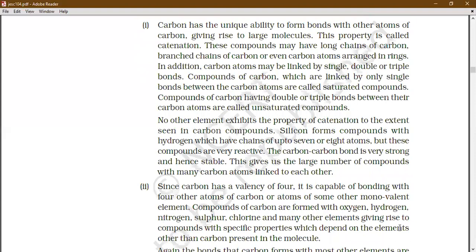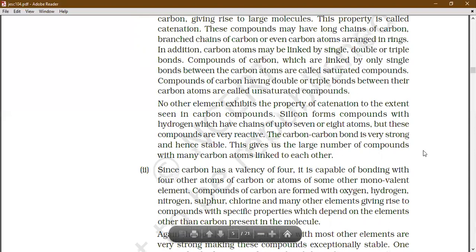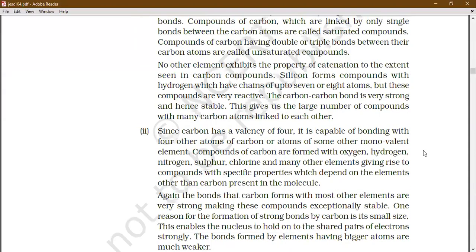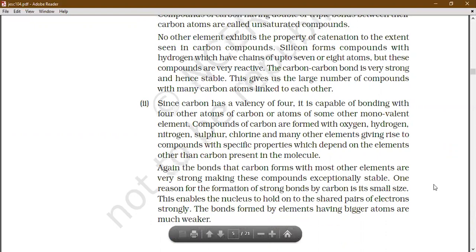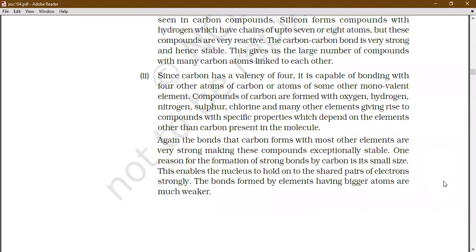The carbon-carbon bond is very strong and hence stable. This gives us the large number of compounds with many carbon atoms linked to each other. Since carbon has a valency of 4, it is capable of bonding with 4 other atoms of carbon or atoms of some other monovalent element. Compounds of carbon are formed with oxygen, hydrogen, nitrogen, sulfur, chlorine, and many other elements, giving rise to compounds with specific properties which depend on the elements other than carbon present in the molecule.